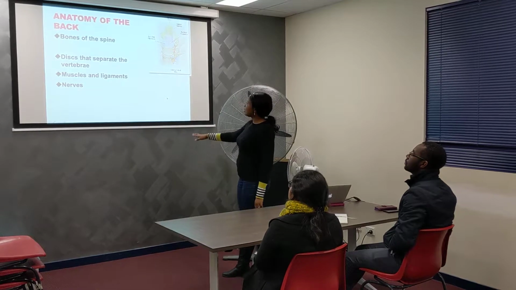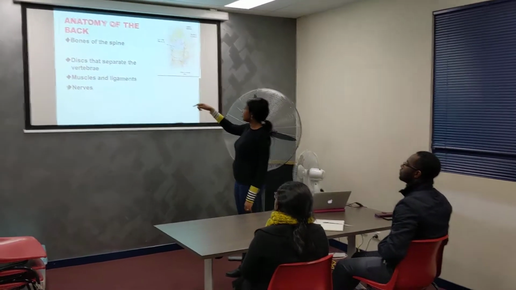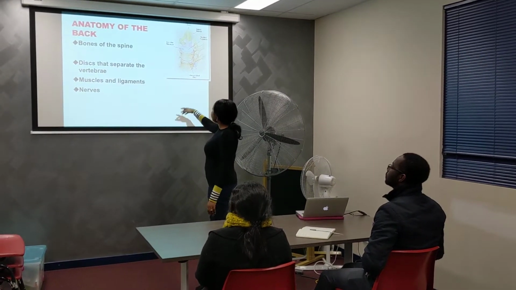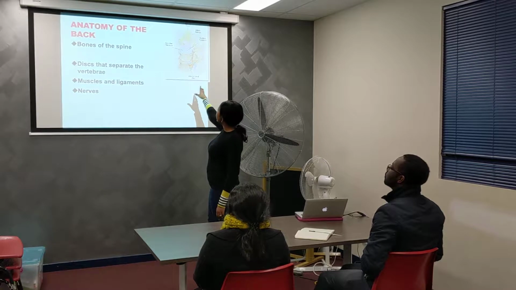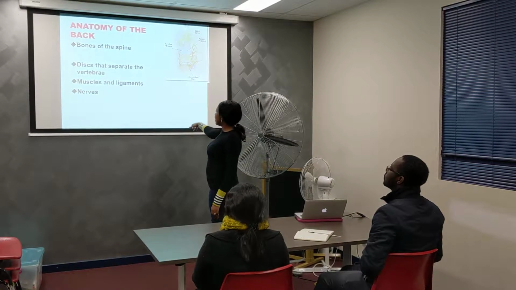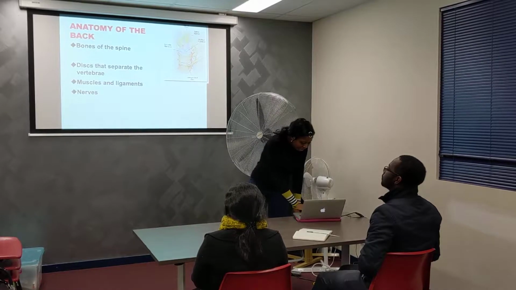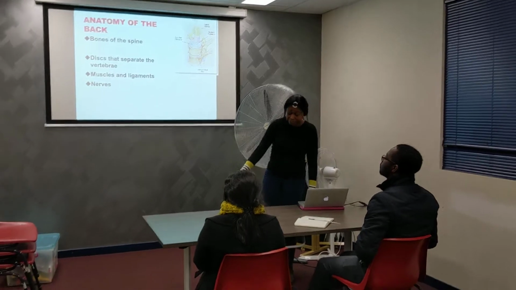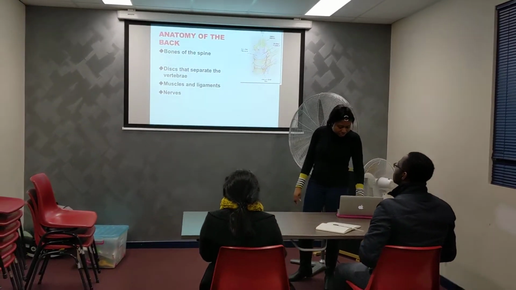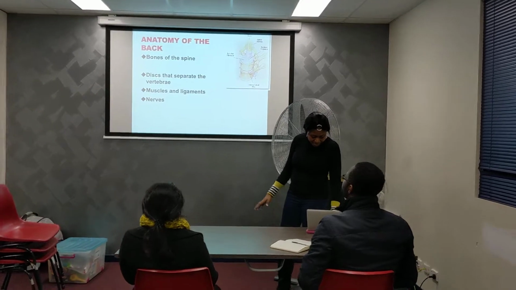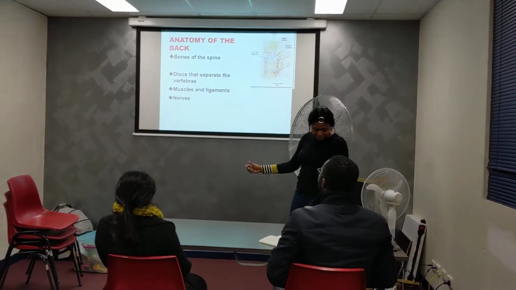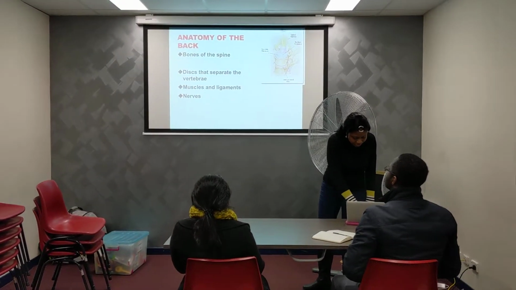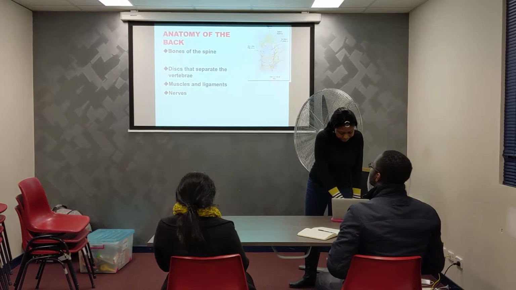So this is the anatomy of the back. The previous thing we saw, this is more like an expansion of it. There are the bones, the discs that separate the vertebrae, the muscles and ligaments, and the nerves. All of these do different things. The bones provide structural support for the back. The joints control the amount and direction of movement. The discs separate the vertebrae and are made of tough elastic material that allows the vertebrae to bend and twist, and the muscles contract to cause the body to move.